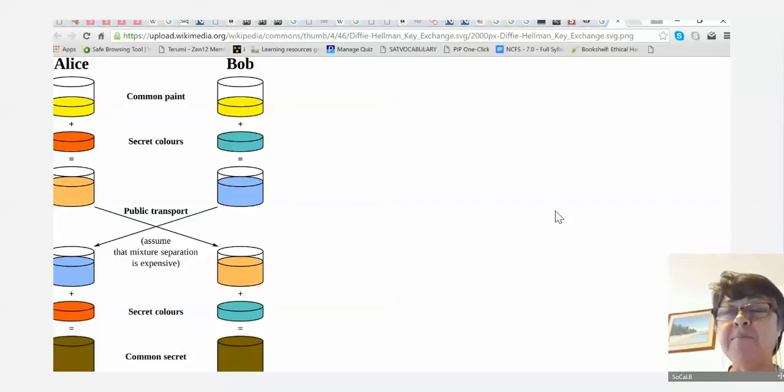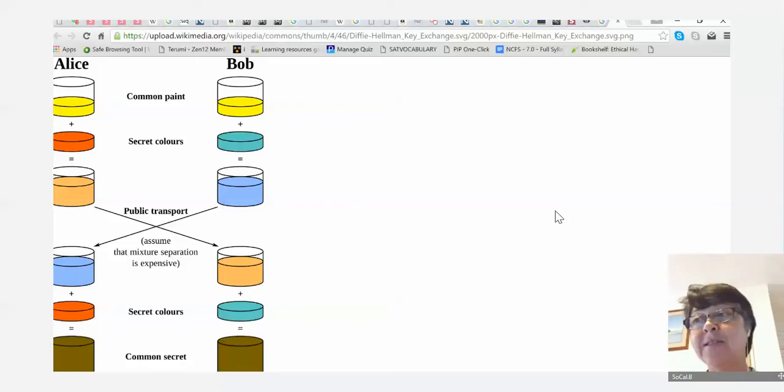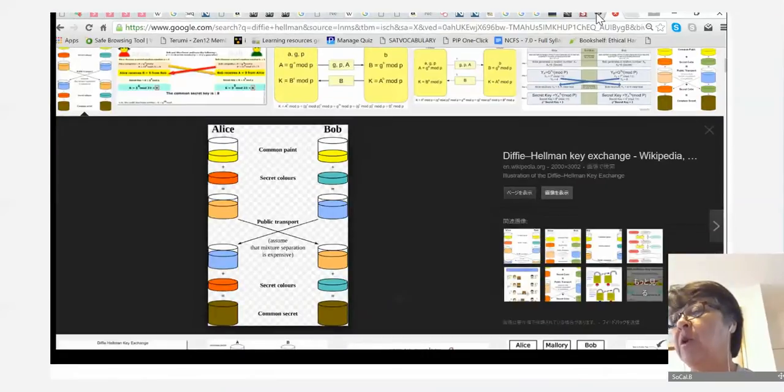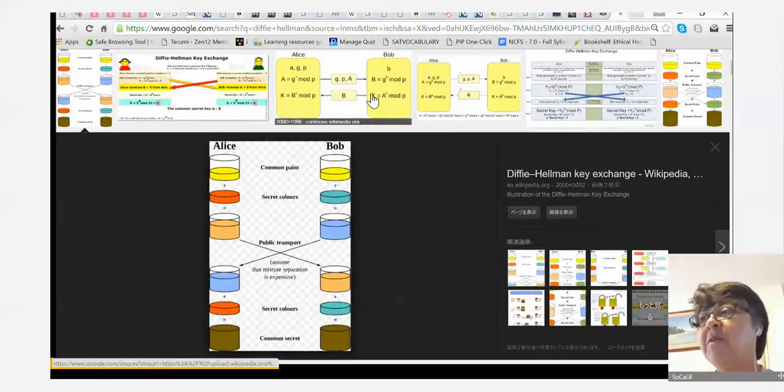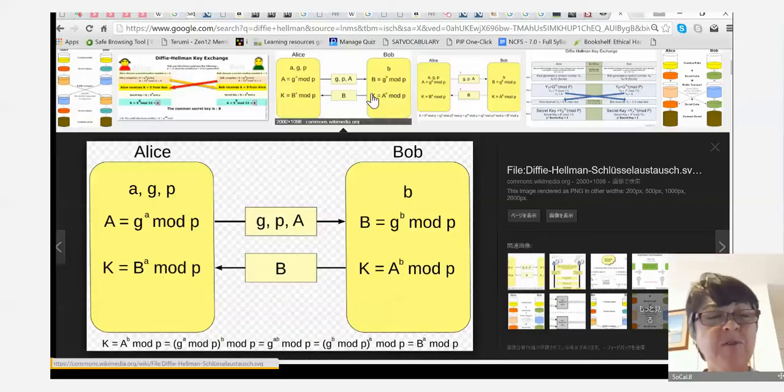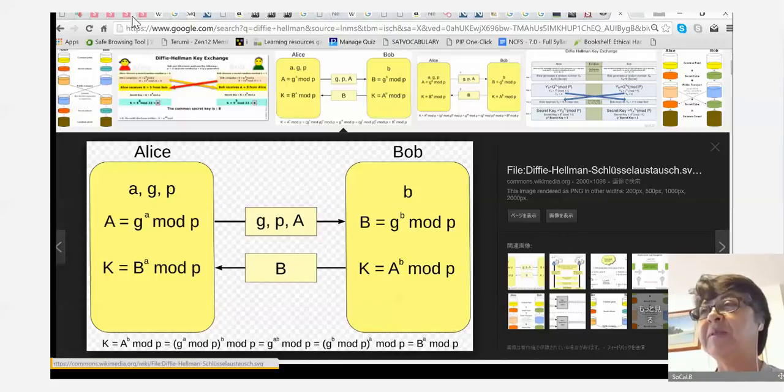But of course, the common paint has to remain, and the secret colors have to remain secret, or else people are going to figure it out. And like I said, the assumption has to be true. If we look at this thing, I'm not even going to go there because I don't know how to explain it, but maybe eventually this might be fun to do. So you have Alice and Bob doing these things, with all the mods and stuff. I don't know how these things work, but I think maybe Christopher might. So that will be the Diffie-Hellman.